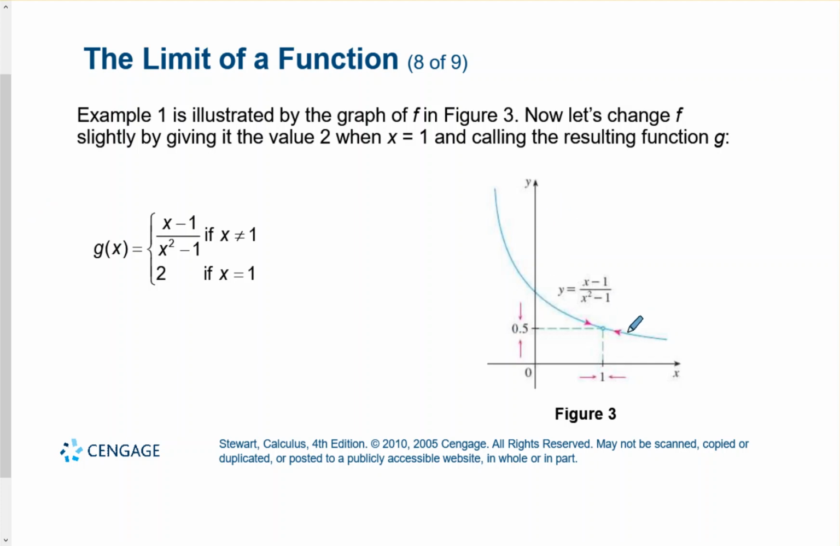If we look at the graph of that function, it looks like the graph is defined everywhere except 1. You'll have an open circle where 1 is, but the function will be approaching 0.5.